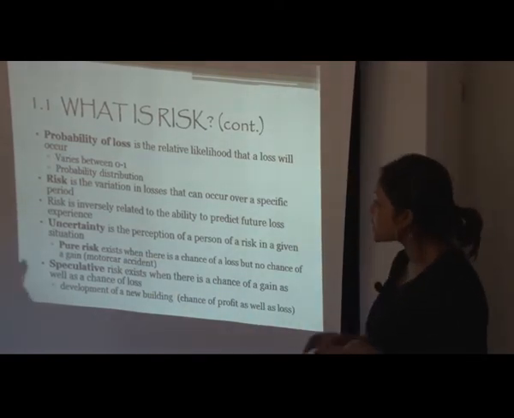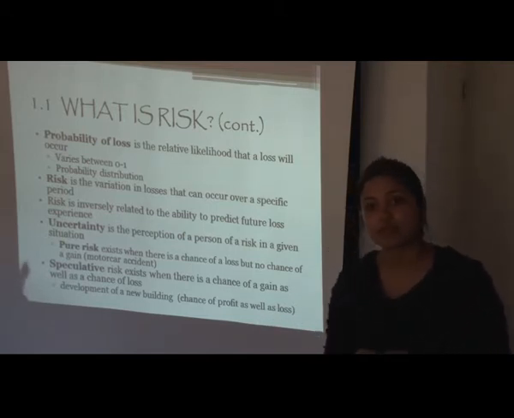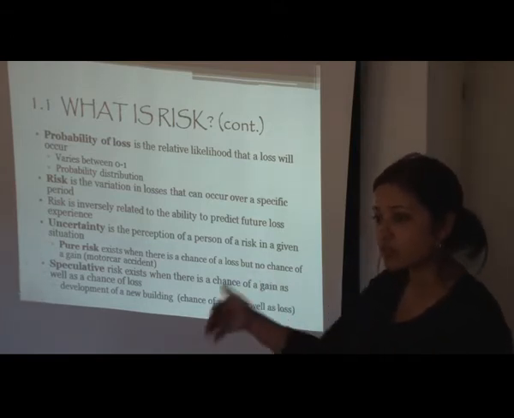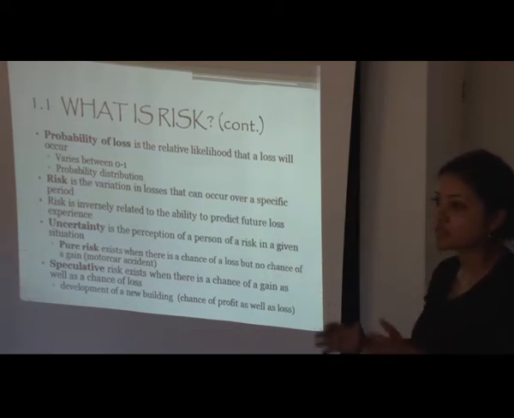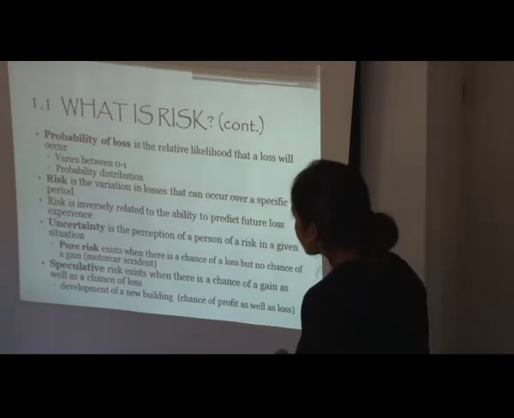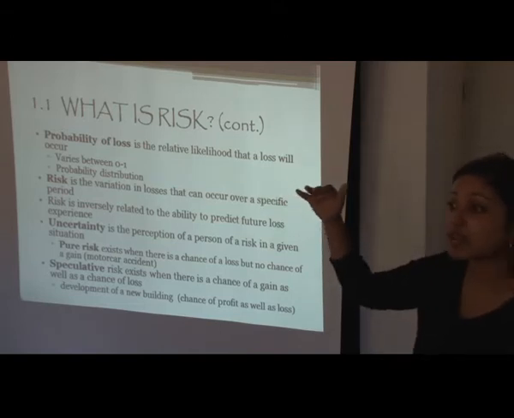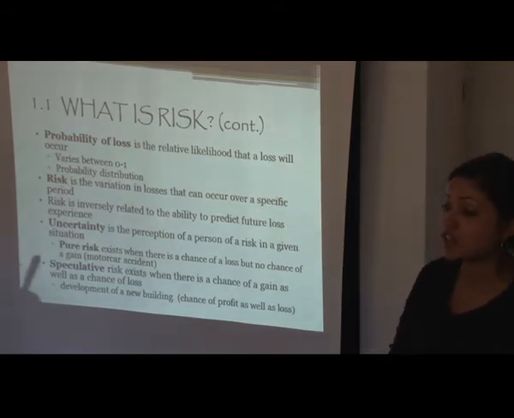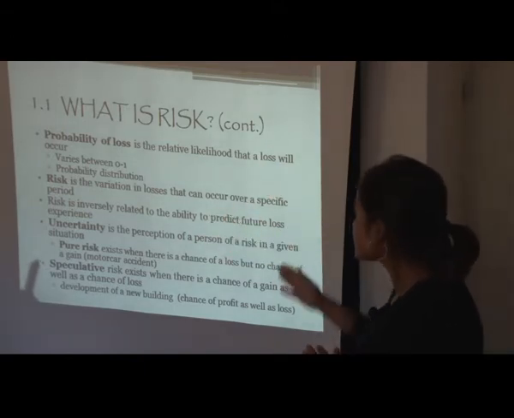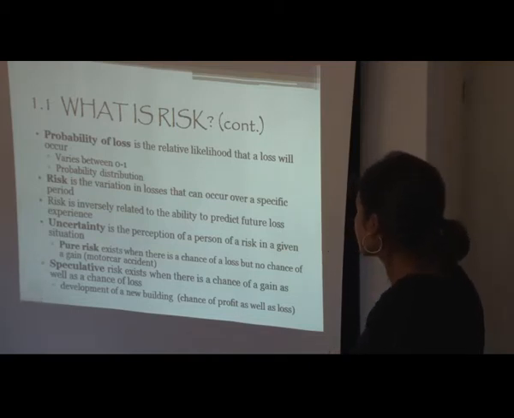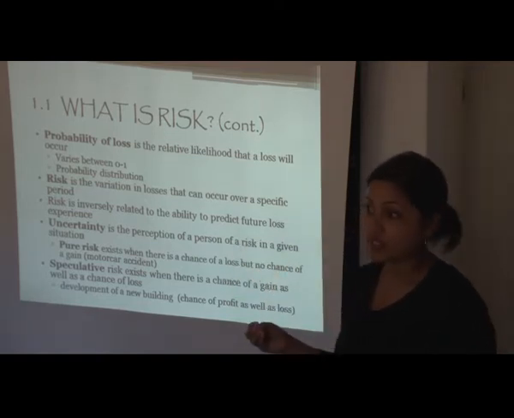The risk is also the variation in losses that can occur over a specific period. For example, with stock control, if you've got a warehouse with stock inside, you can lose 10% of your stock or you can lose 50% of your stock depending on the situation. Risk is inversely related to the ability to predict future loss experience. The higher the unpredictability, the greater the risk. If you envision a stable situation going forward, then your risk is lower. Uncertainty is the perception of a person of a risk in a given situation. So if you're uncertain, there's a risk attached to that.